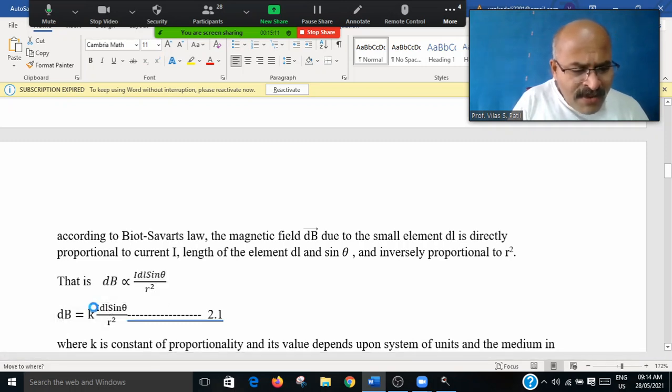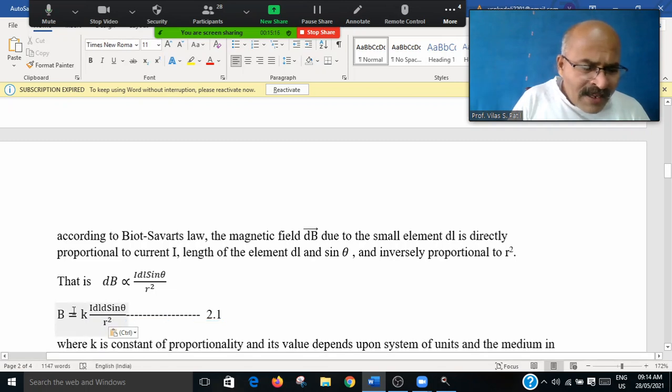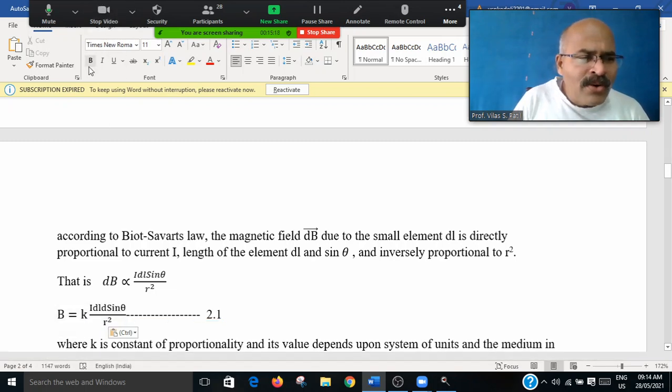dB is equal to k into I dl sin theta, divided by r square.